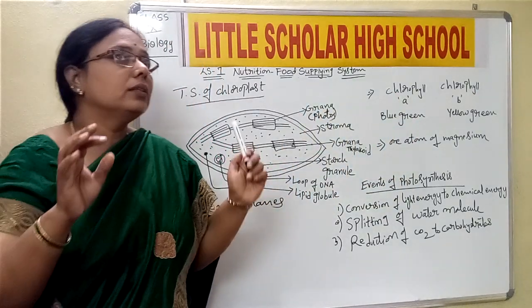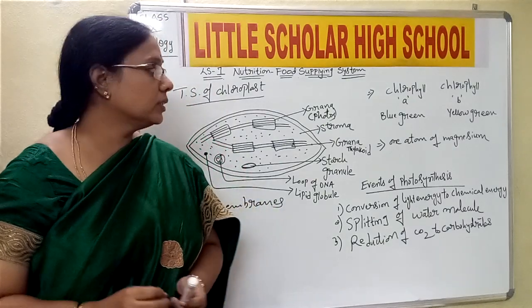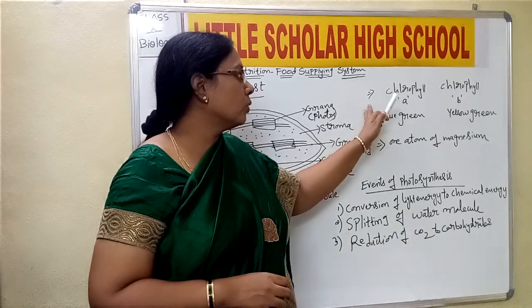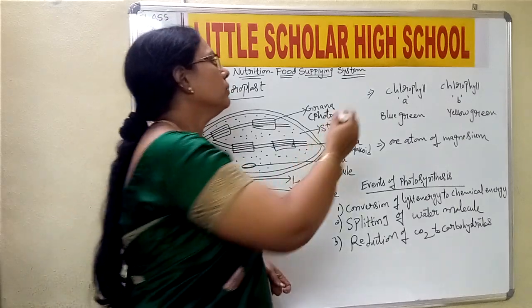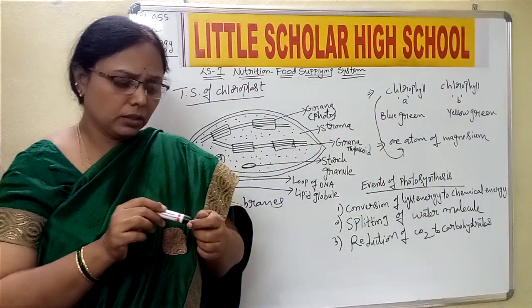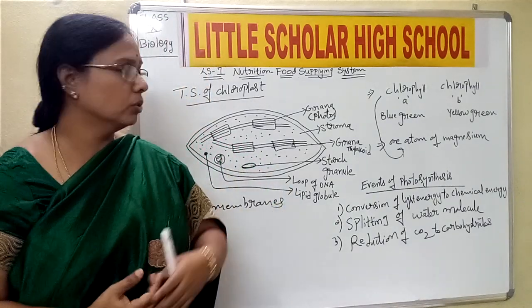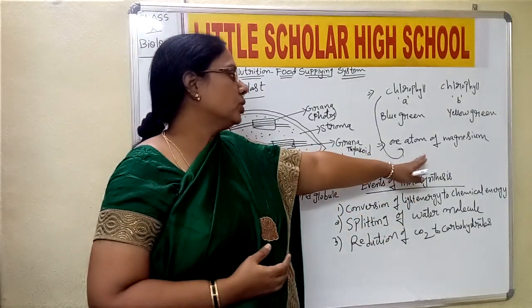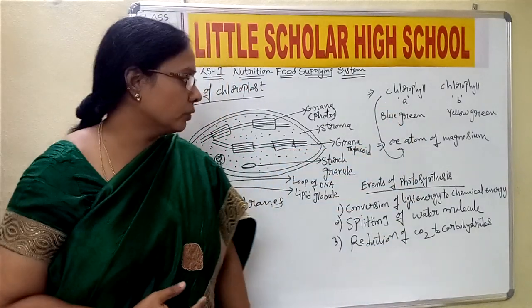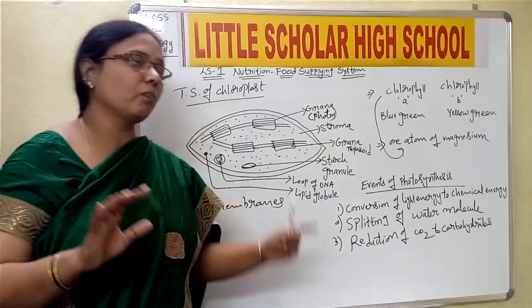Okay children, and chlorophyll contains one atom of magnesium. What does the chlorophyll contain? The chlorophyll contains one atom of magnesium. Now you know that iron is one of the components of blood. In the same way, magnesium is one of the components of the chlorophyll. So this is regarding the structure of the chloroplast.